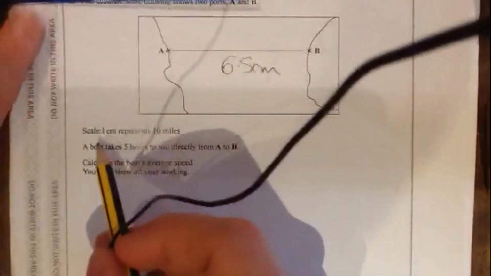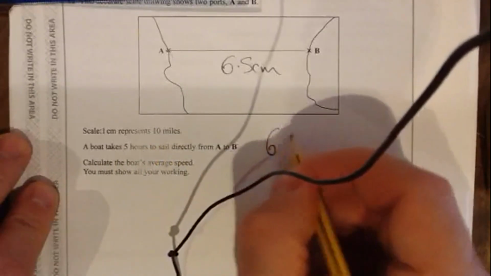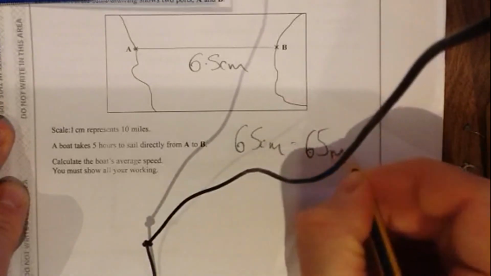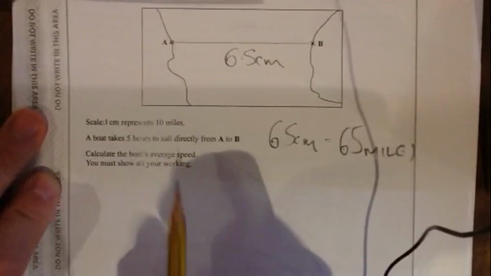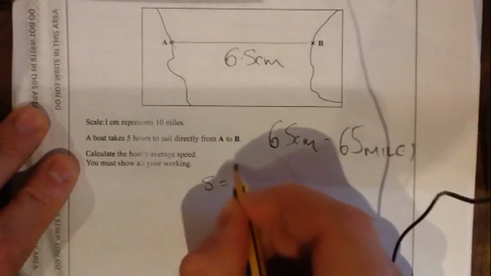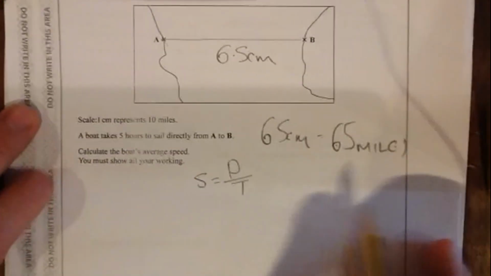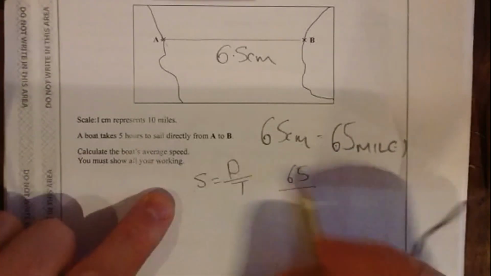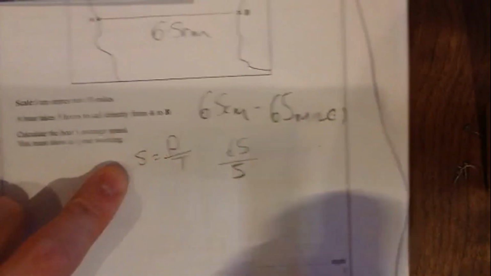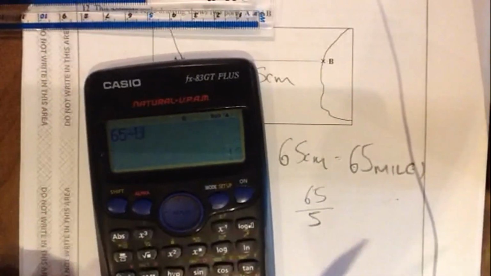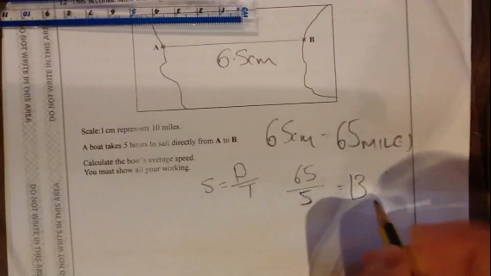Okay, so I know 1 centimetre represents 10 miles. So 6.5 centimetres is going to equal times by 10. It's actually going to be 65 miles. Okay, a boat takes 5 hours to sail from A to B. Calculate its speed. So we need speed equals distance over time. I know some of you like to use a triangle. I don't because I'm a mathematician. The distance is 65 miles. Okay, the time is 5 hours. And let's just double check. This says miles per hour. We are working in miles. We are working in hours, so I don't need to convert anything. Type 65 divided by 5 in your calculator. 13. So my answer is 13 miles per hour.